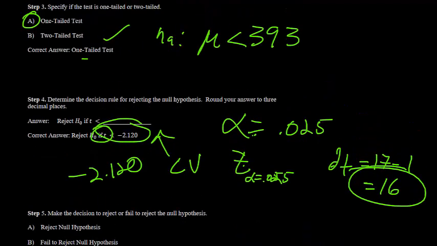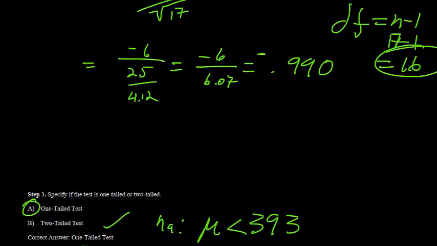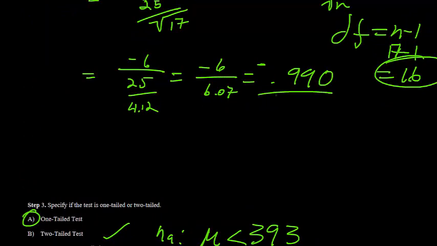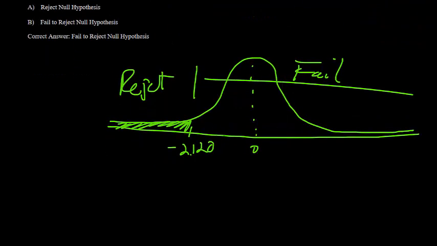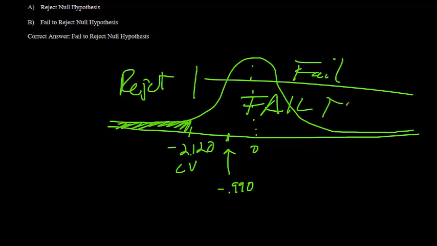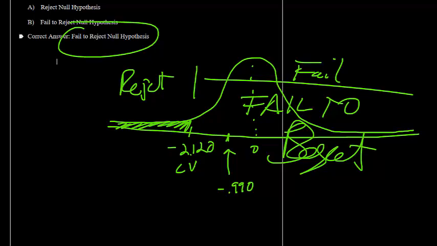We go back and figure out what our T is. What was our T? Didn't we calculate one? Yes, we calculated a T. This is a T, not a Z, and that's negative 0.990. Negative 0.990 is going to be in here somewhere. Our critical value is bigger, or has more magnitude, than negative 0.990. Therefore, we fail to reject. Fail to reject. Okay.